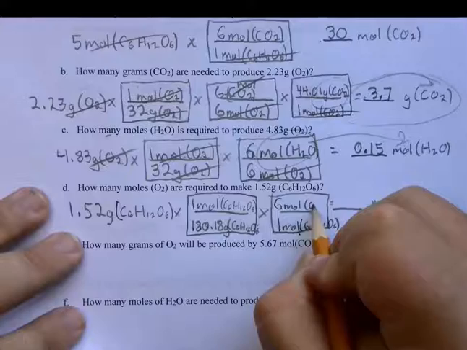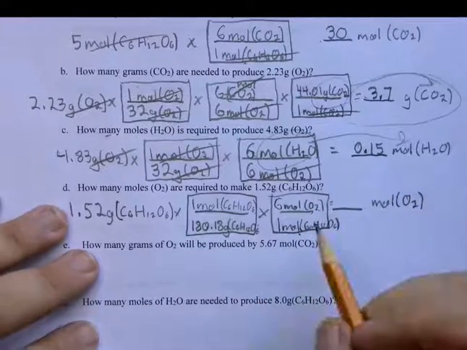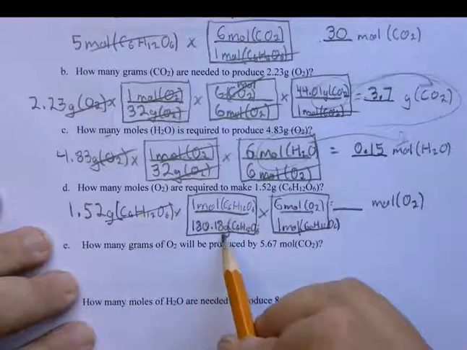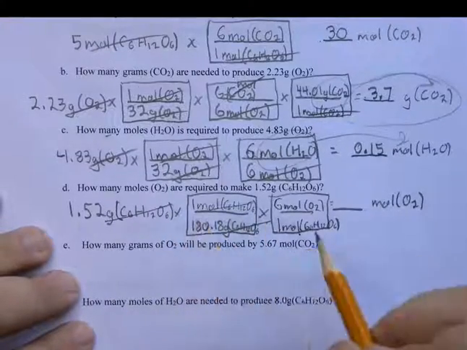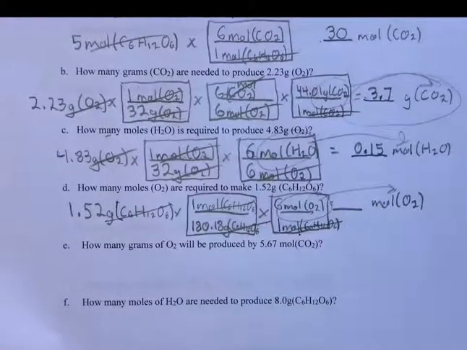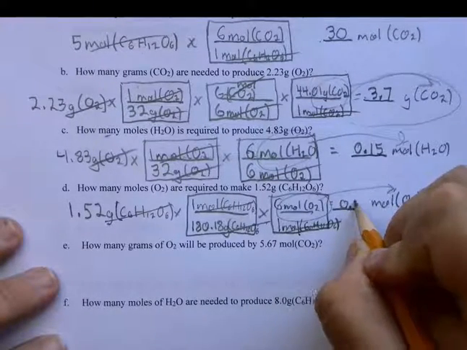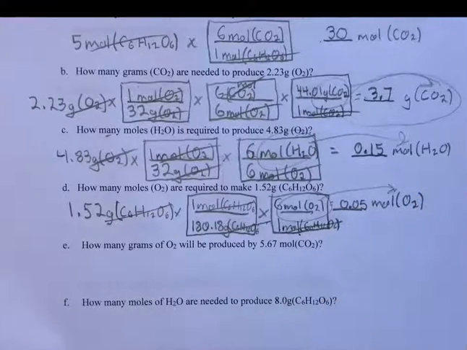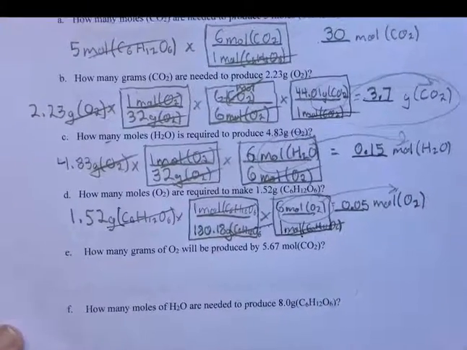Okay, so grams of glucose and grams of glucose cancel over there. Moles of glucose and moles of glucose cancel there. Last man standing, moles of oxygen. Do the math. Times 1 times 6 divided by 180.18 divided by 1. And that gives us 0.05.